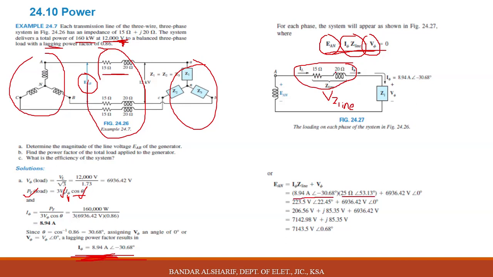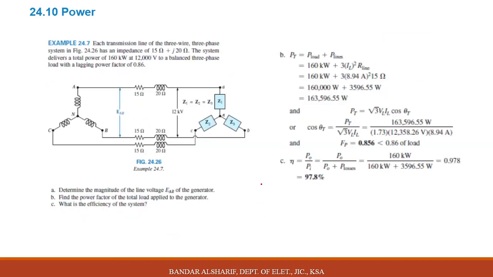This impedance, if you add 15 plus j20, you will get 25 angle 53, and then we will add V phase, and you will get the answer, the voltage phase in the generator. Now we still did not find the answer. The question asked to determine the magnitude of the line voltage EAB of the generator. We need to multiply this value by root 3.